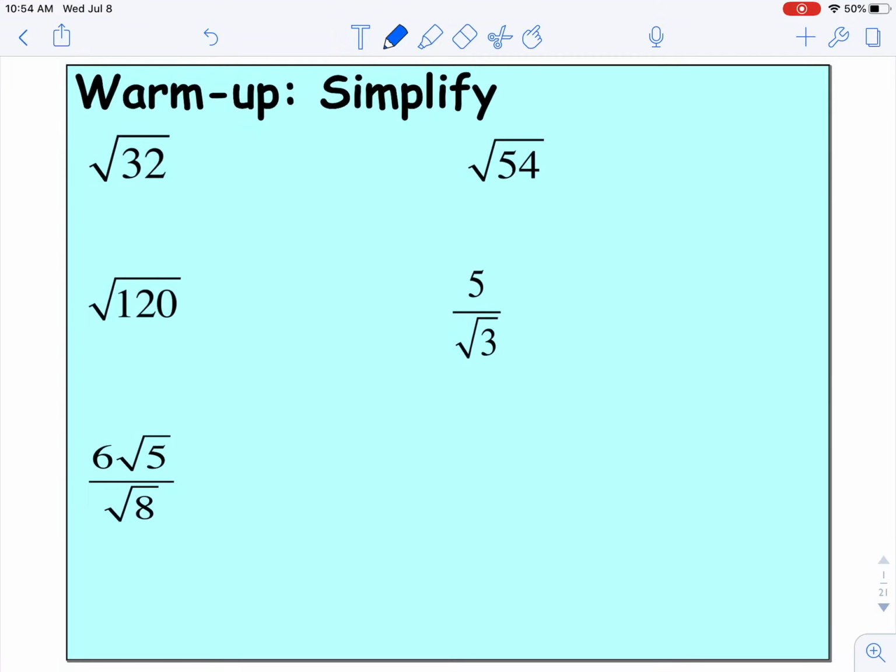Section 7.4 is special right triangles. We're going to examine right triangles that have a special relationship. And here's some more practice with simplifying radicals because, again, these are important things during this chapter to be conscious of and keep practicing. If you're struggling, just let me know. But try these 5 questions here.